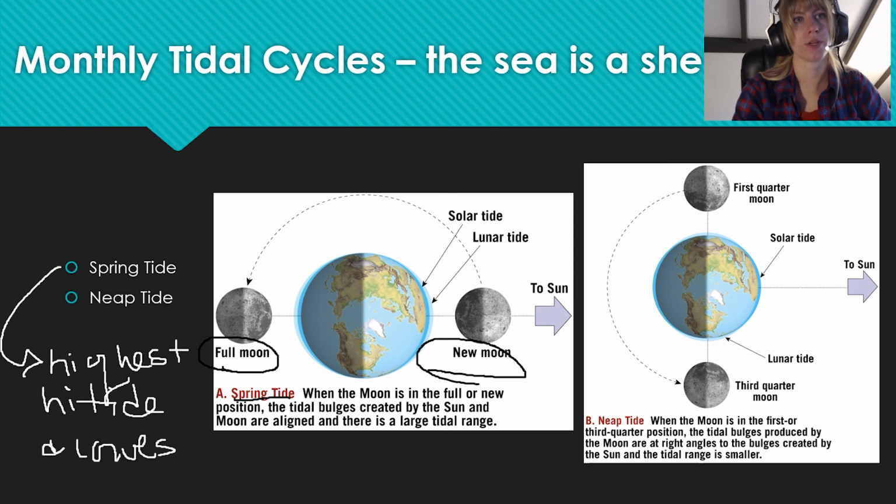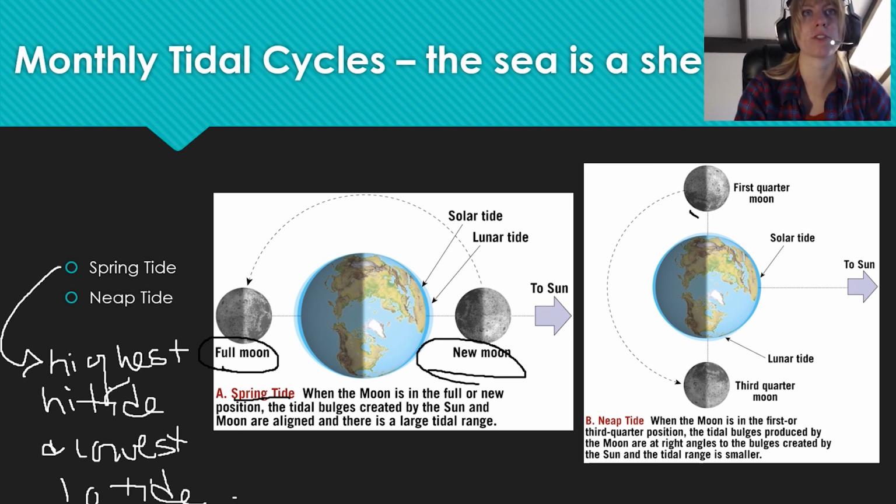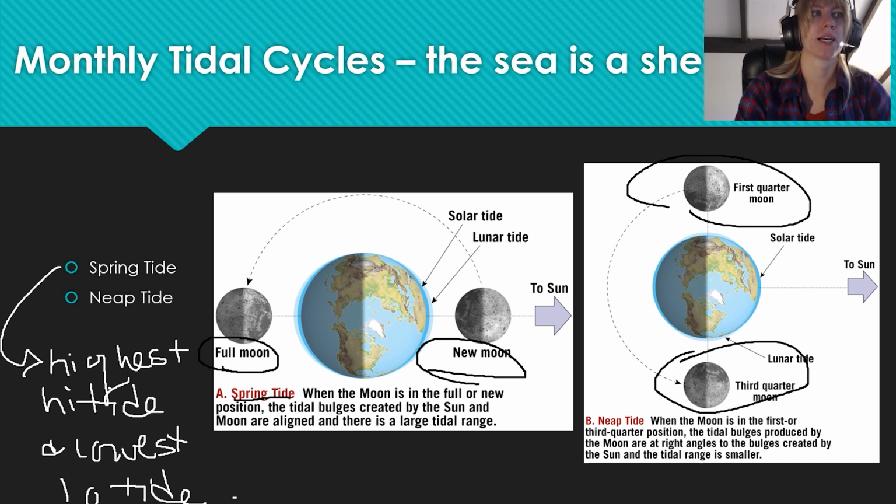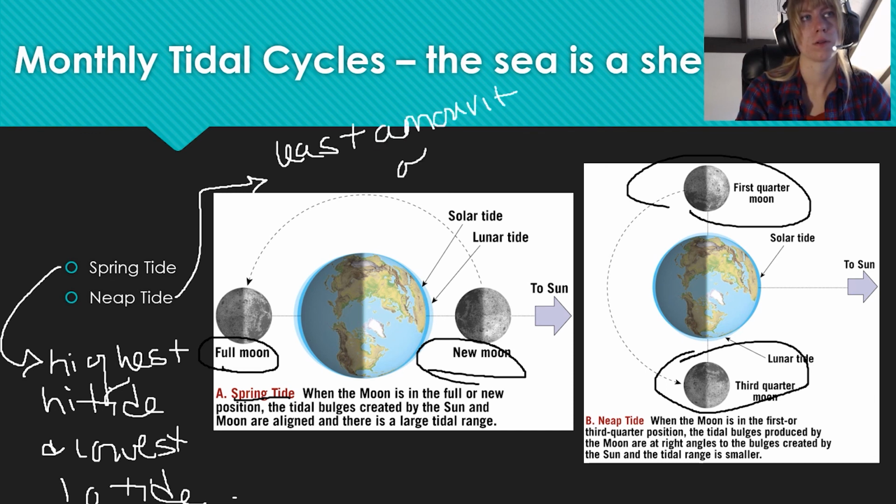Versus with your neap tides, it's going to be a little different. With your neap tide, you're going to have the first quarter and the third quarter moon. Okay, and with neap tides, neap tides are going to cause the least difference. So you're going to have a very little difference between high and low tides.